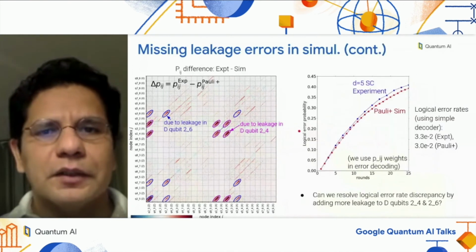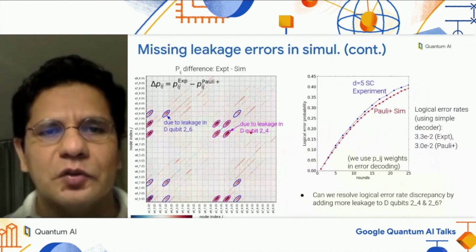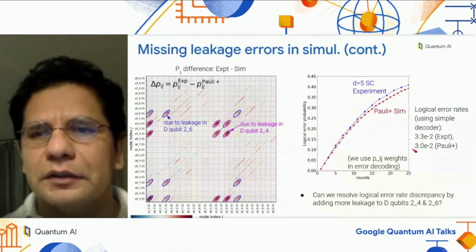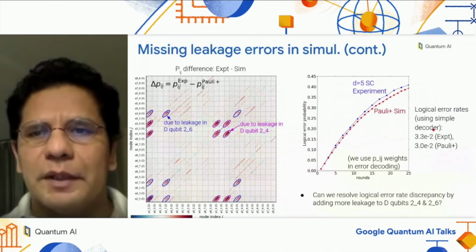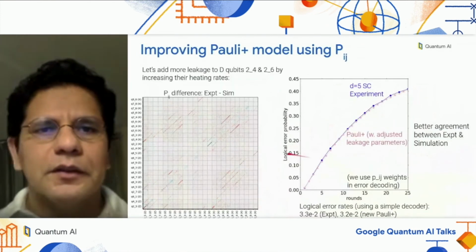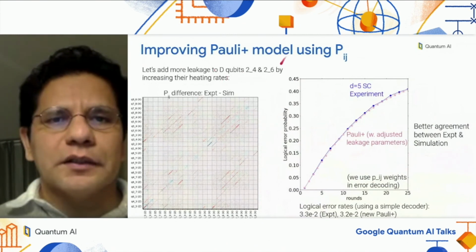So then this underestimation of leakage in the simulation, especially for these two qubits, 2.6, 2.4, translates into underestimation of the logical error rate by the simulation. This is the experimental number. These logical error rates were obtained using a simple decoder, not the advanced decoders that were used in our main surface code paper. And in the decoding, we use PIJ weights.